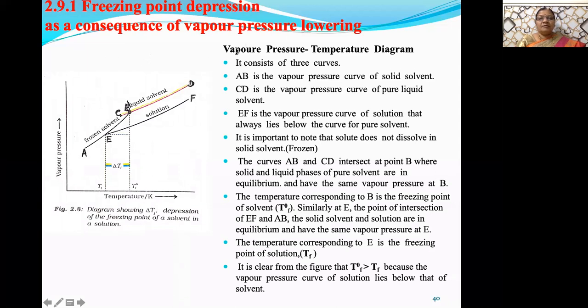Last time, I explained this curve, that is the vapor pressure temperature diagram or curve for the pure solvent, that is the liquid solvent, the solution, and the frozen solvent or solid solvent. From this graphical representation of vapor pressure against temperature, it is clear that T naught F, the freezing point of the pure solvent, is greater than the freezing point of the solution.